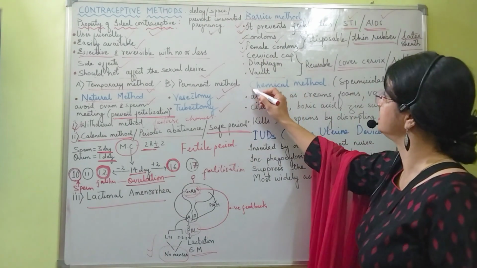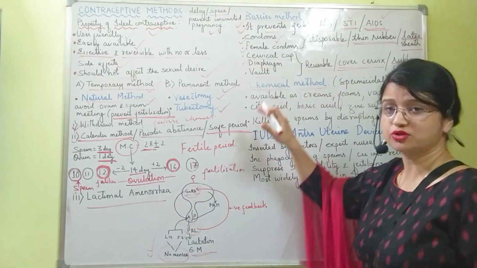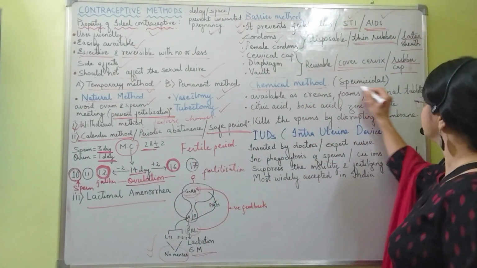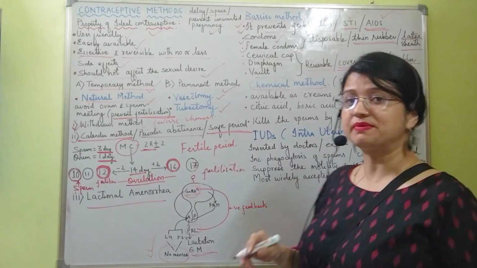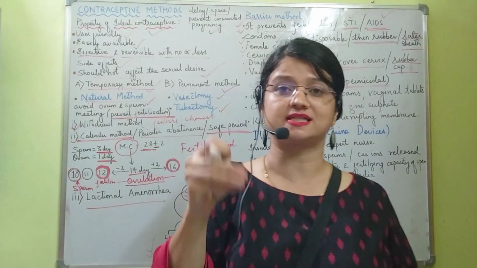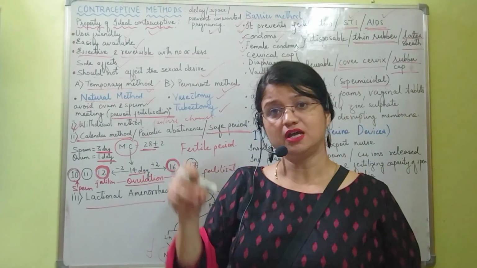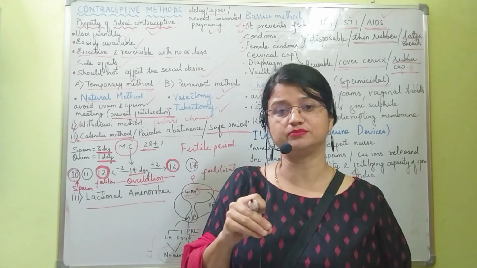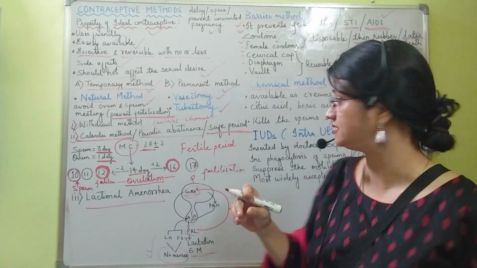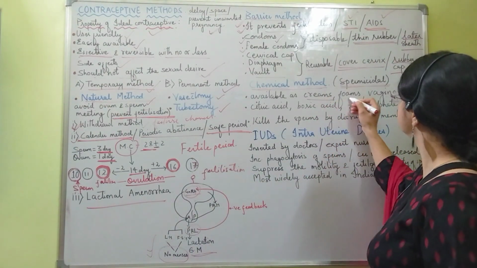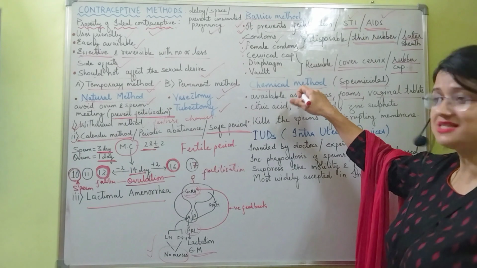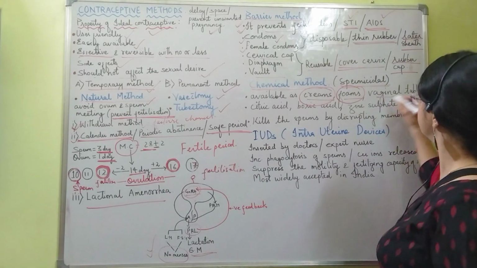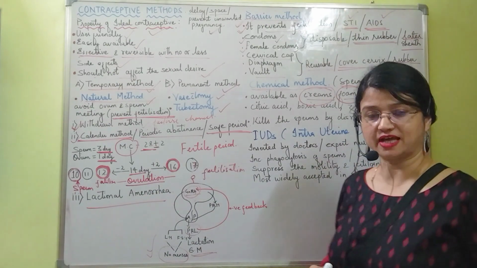The next method here is the chemical method. The name suggests that certain chemicals are used here. These chemicals act as spermicidal. Spermicidal means those chemicals which kill the sperms. So chemical methods are those in which certain chemicals are used, and these chemicals kill the sperms, so they come under the category of spermicidal. Available as creams, foams, vaginal tablets. Now how are these chemicals present? They are present in the form of creams, foams, and vaginal tablets.